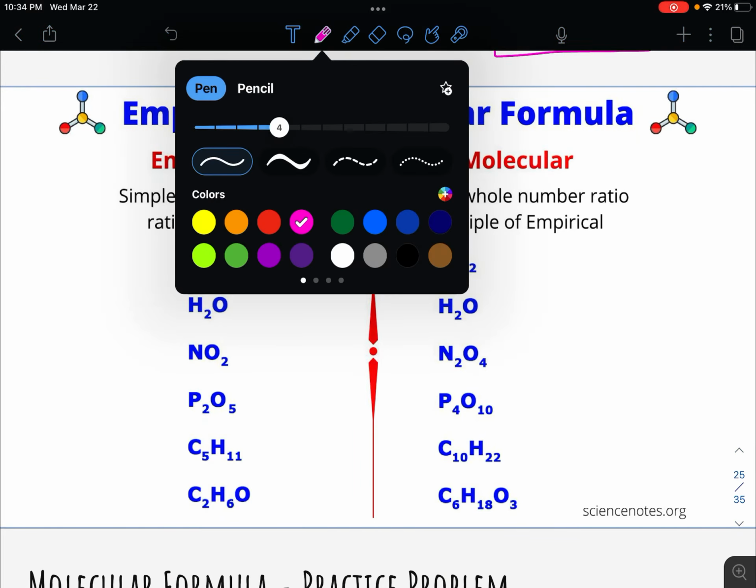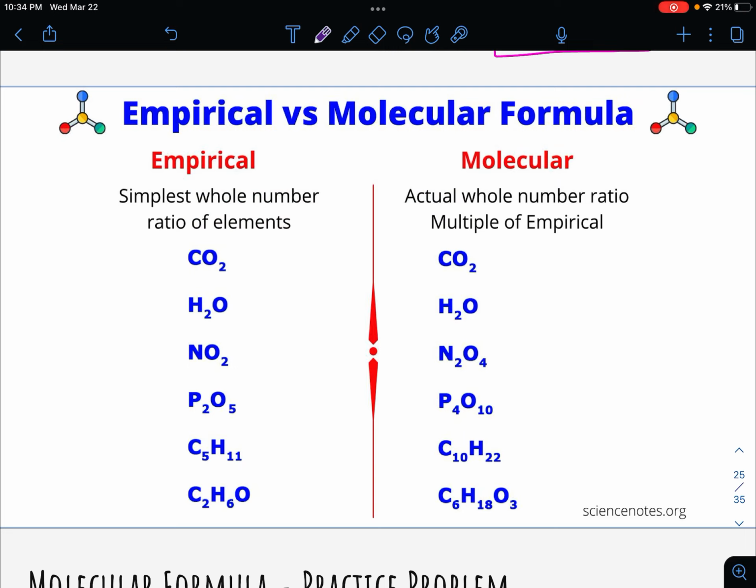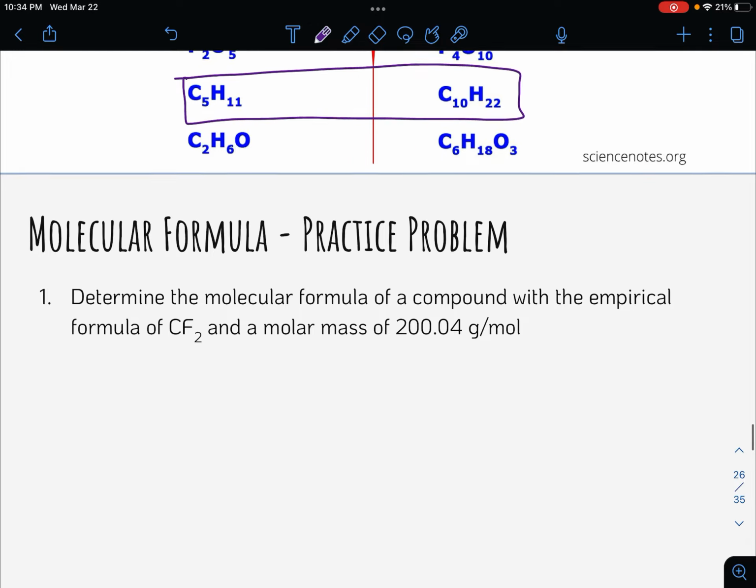Next, we're going to talk about molecular formula and how we can figure that out. Remember, our molecular formula is our actual number. We just finished talking about empirical, which is our simplest version. So again, here's some more examples. Our actual amount is 10 carbons and 22 hydrogens, but our empirical, our reduced, simplified formula is C5H11.